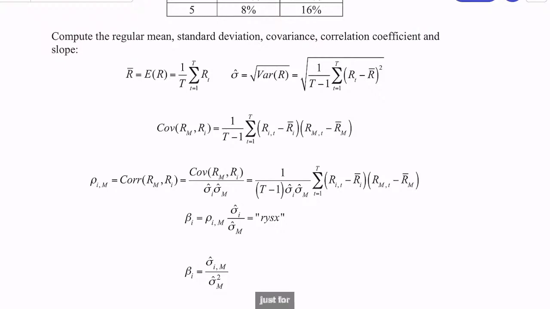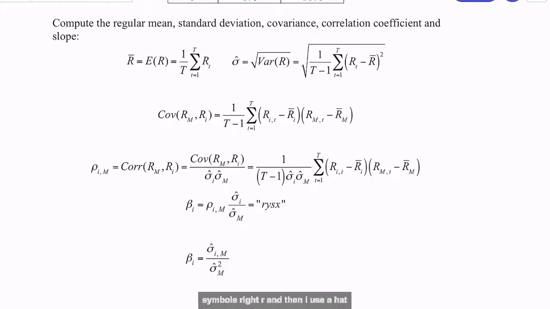This is just for finance symbols, right? R, and then I use a hat rather than S, and that's how the notes are and how textbooks often are. So that's just supposed to help you. Don't have to memorize any of that. Just recognize that that's a mean, that's a standard deviation, that's a covariance, that kind of thing. This is correlation where you standardize covariance. This is your risk term for beta, and then we're going to talk about another form for beta in a bit.